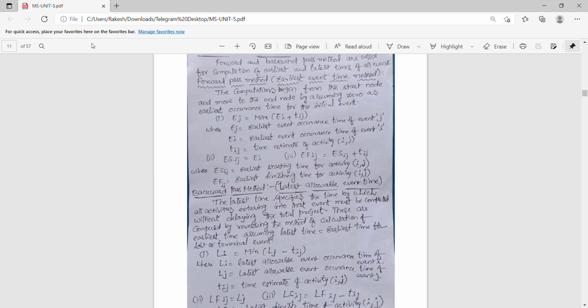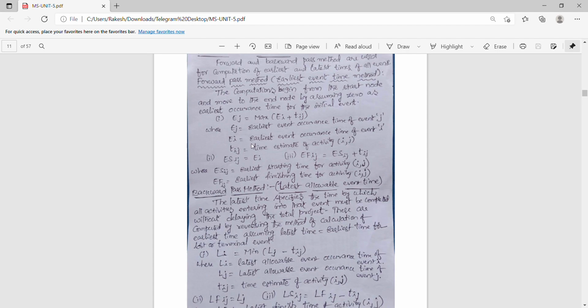Hello friends, now we are going to discuss forward and backward pass methods. Forward pass method means going from starting to ending, and backward pass method means coming from the end back to the starting point. These are the formulas we are going to use in the problem.